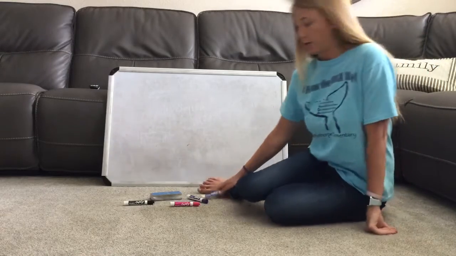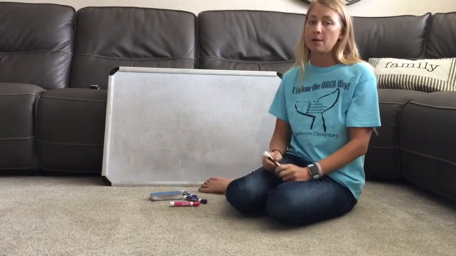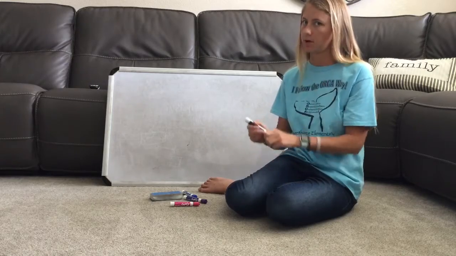Okay, now I want to talk about triangles. So triangles have how many sides? 3, right? Tri means 3.